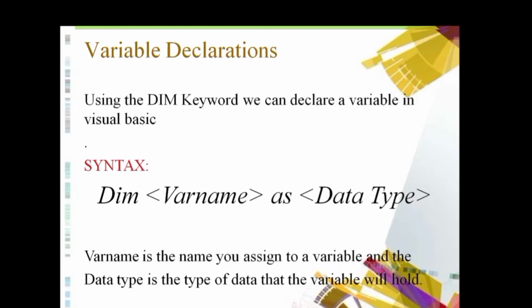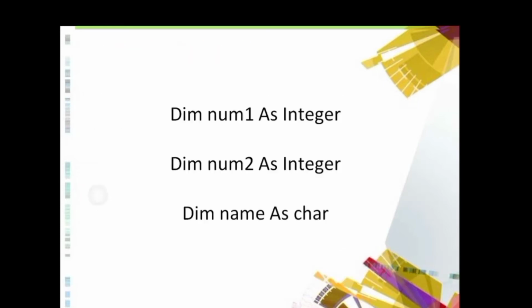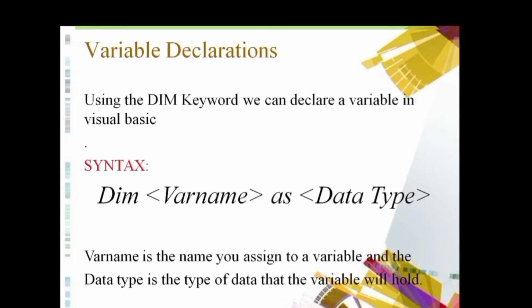Before using any variable in the program, it is required to be declared by giving it a suitable name and the data type of the value to be stored. To declare a variable, we will use the Dim, that is the dimension, statement. Here you can see the syntax of the variable: Dim space var name. In place of var name, you just have to type the name of your variable. After that, write As data type. This is the syntax of our variable declaration.